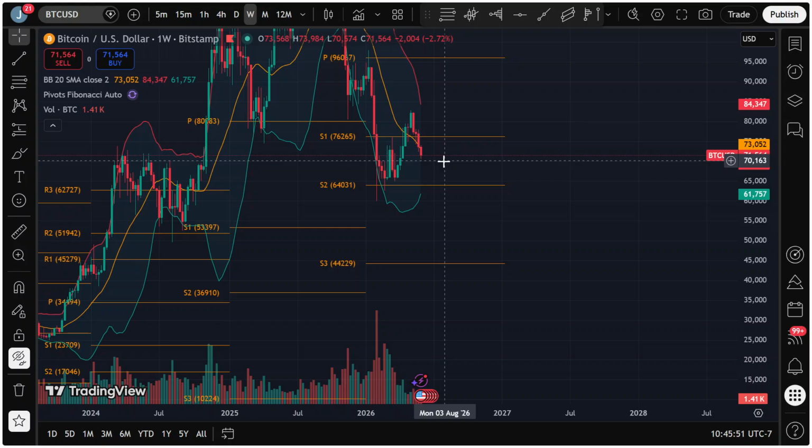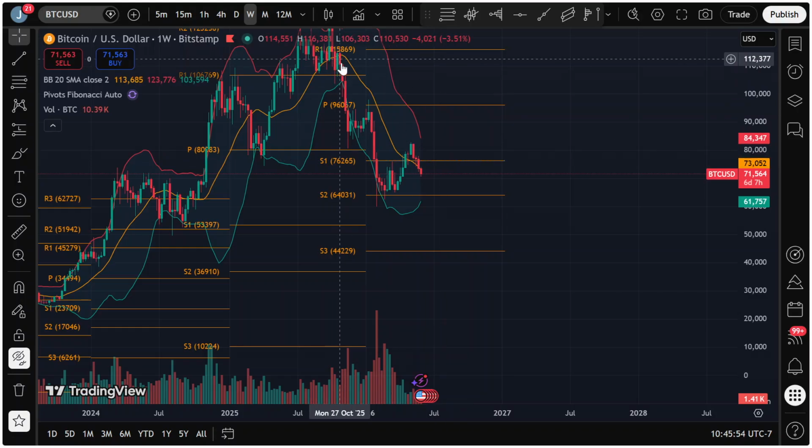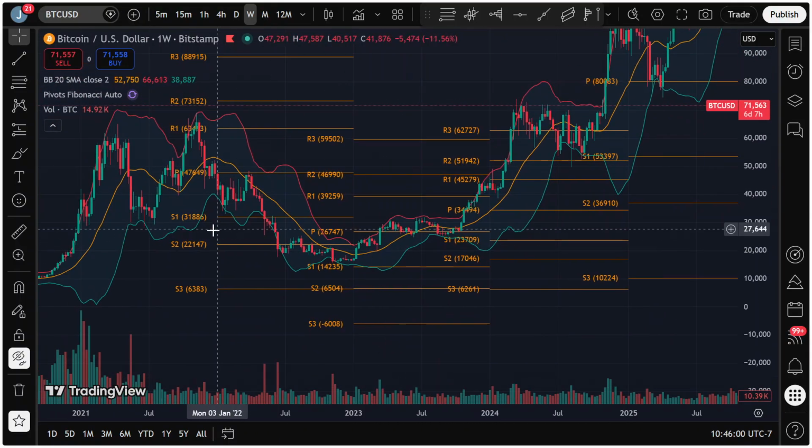Because again, if we're just thinking about it historically speaking, anytime we're below the weekly SMA is the best time to buy Bitcoin, period. If we look at it from a purely historical analysis, this was the best time to buy it. Now, the actual best time is right here at the bottom, but you can't always time the absolute bottom.